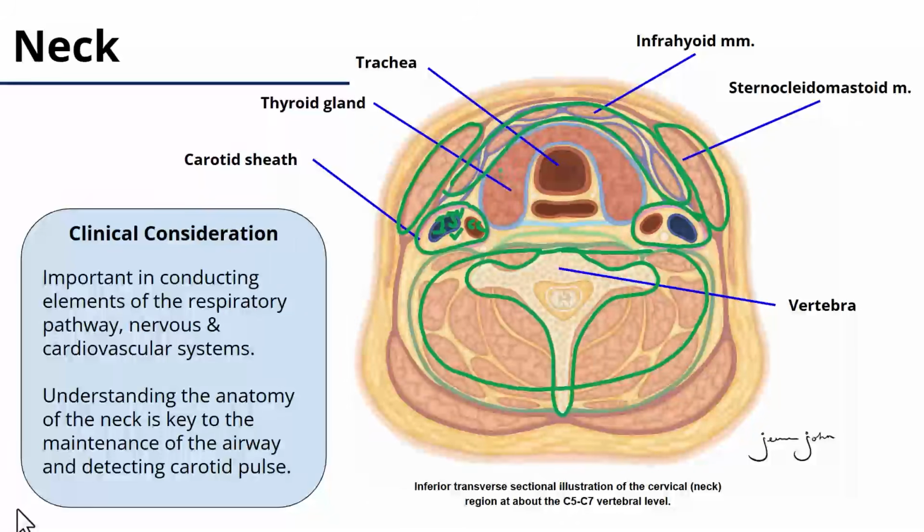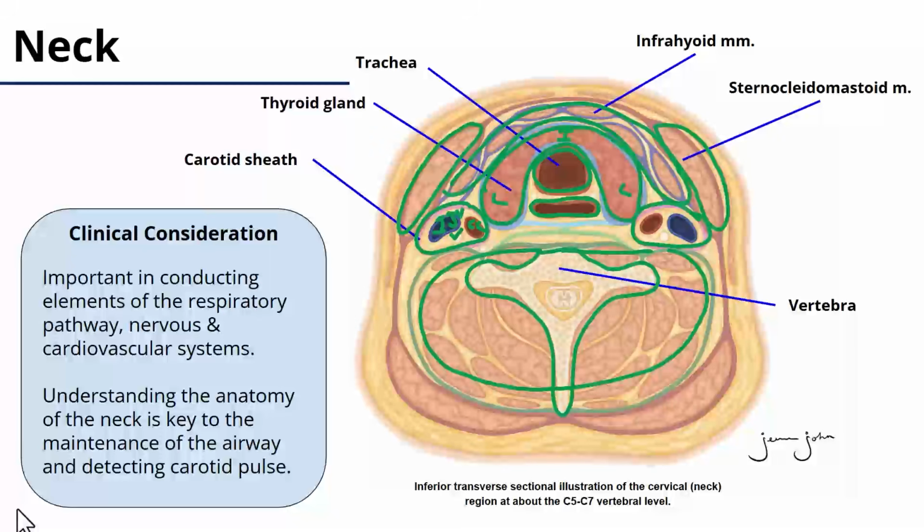Medially here, we can see the thyroid gland, and the thyroid gland with its isthmus and lobes on either side are surrounding an important element of the respiratory system, the trachea. The trachea is conducting air between the larynx and the primary bronchi of the lungs. And posterior to the trachea, we can see an important element of the digestive system, the esophagus, which is transporting materials from the pharynx to the stomach.